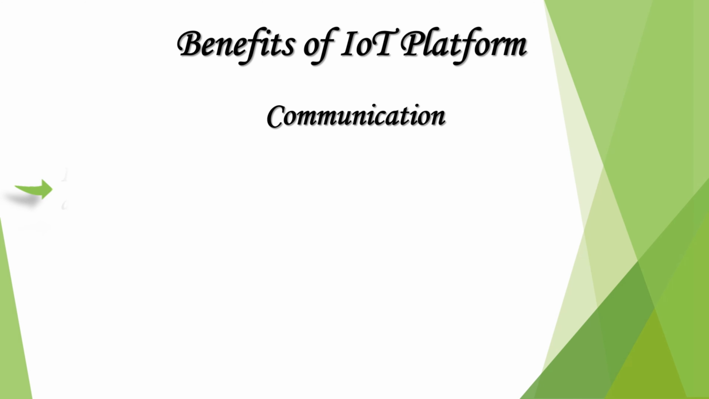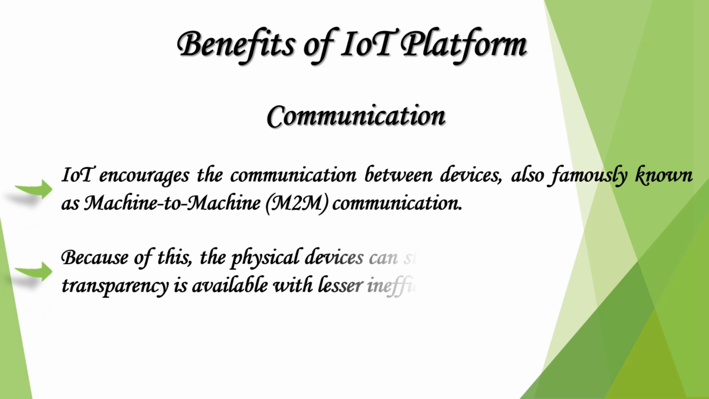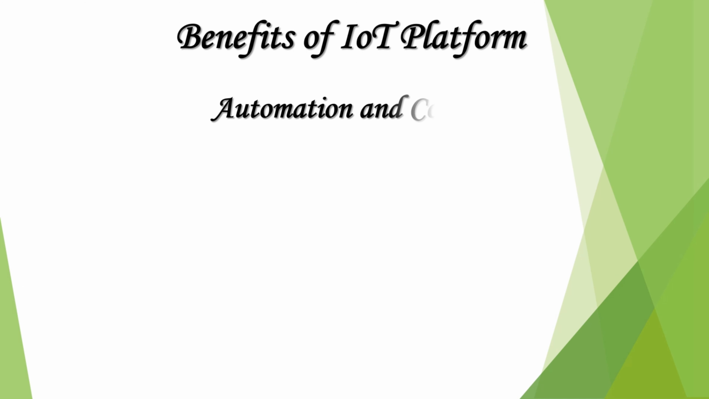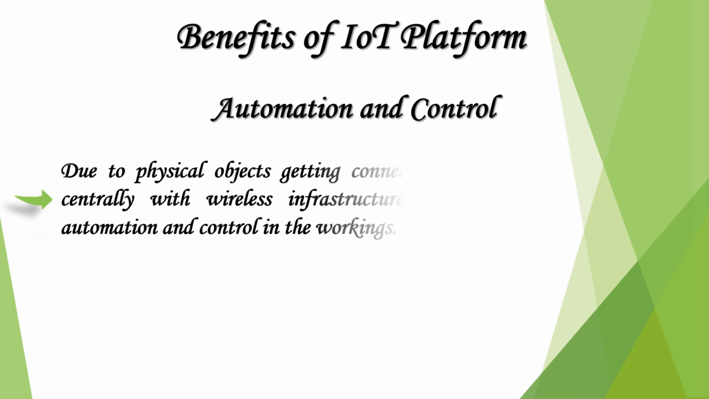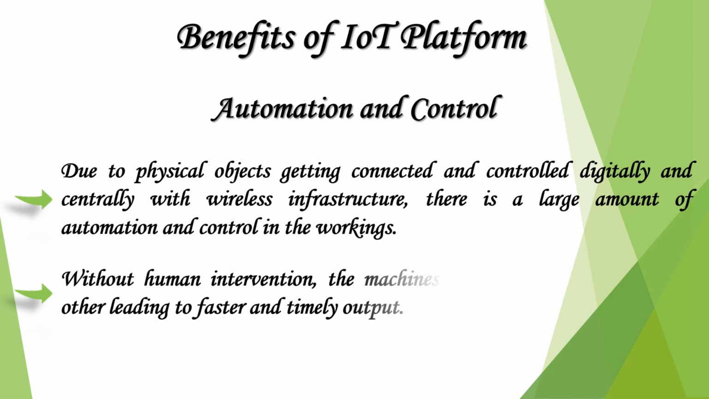Communication. IoT encourages the communication between devices, also famously known as machine-to-machine communication. Because of this, the physical devices can stay connected and hence the total transparency is available with lesser inefficiencies and greater quality. Automation and control. Due to physical objects getting connected and controlled digitally and centrally with wireless infrastructure, there is a large amount of automation and control in the workings. Without human intervention, the machines can communicate with each other, leading to faster and timely output.